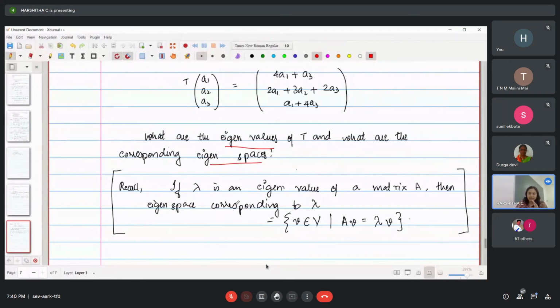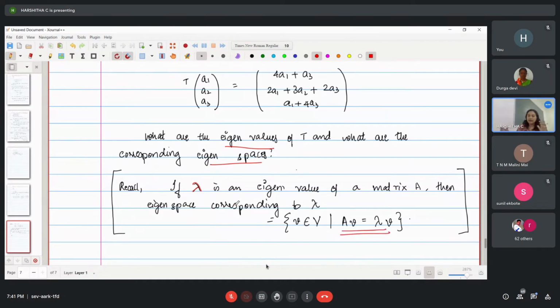And what is an eigenspace? Once you find the roots of the characteristic polynomial, you go to individual roots. Let's say lambda is a root, that is called an eigenvalue. Corresponding to lambda, you look at all the vectors which satisfy the equation Av equals lambda v. You collect all the vectors, it will be a set, in fact a subspace, and that is called the eigenspace corresponding to lambda.